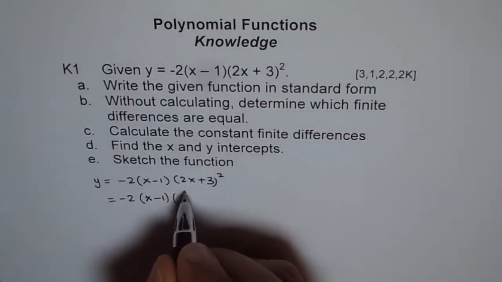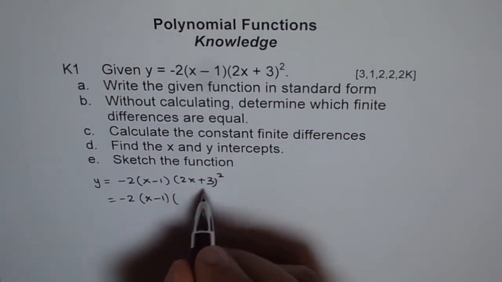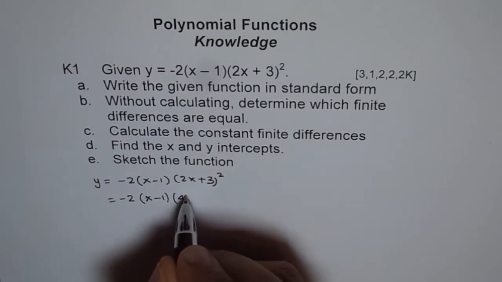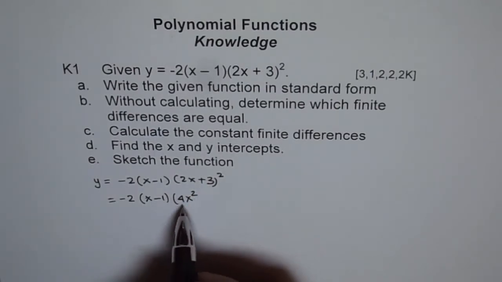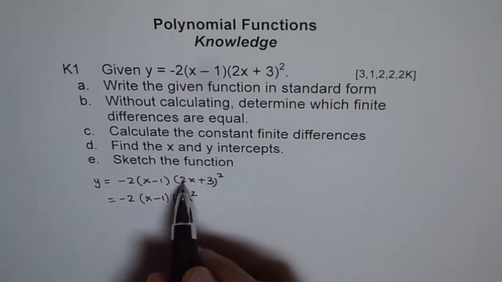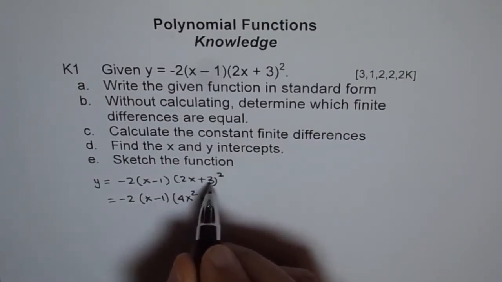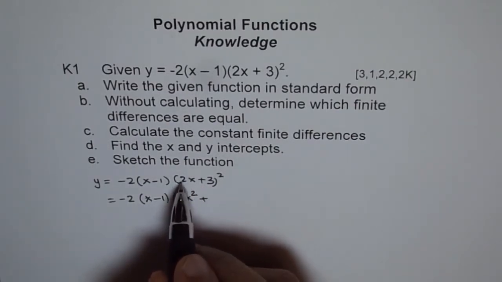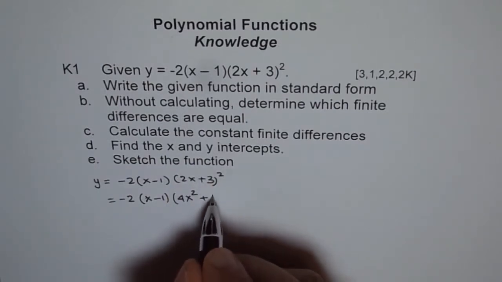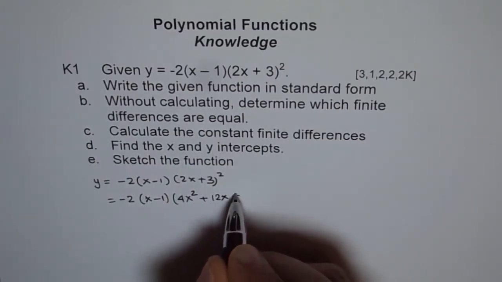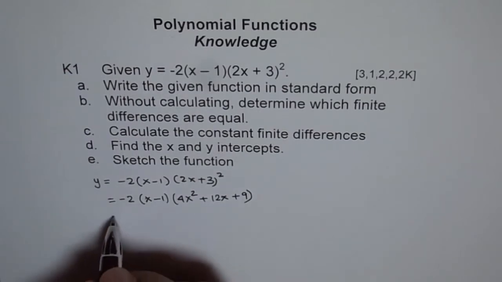Here, when you expand it, a plus b whole square is a square plus 2ab plus b square. So we'll use that, right? So this square is 4x square. At times, people don't square 2, right? They just write 2x square, and that's a big mistake. Plus 2 times ab. So 2 times 2 is 4, 4 times 3 is 12. Plus 9, right?